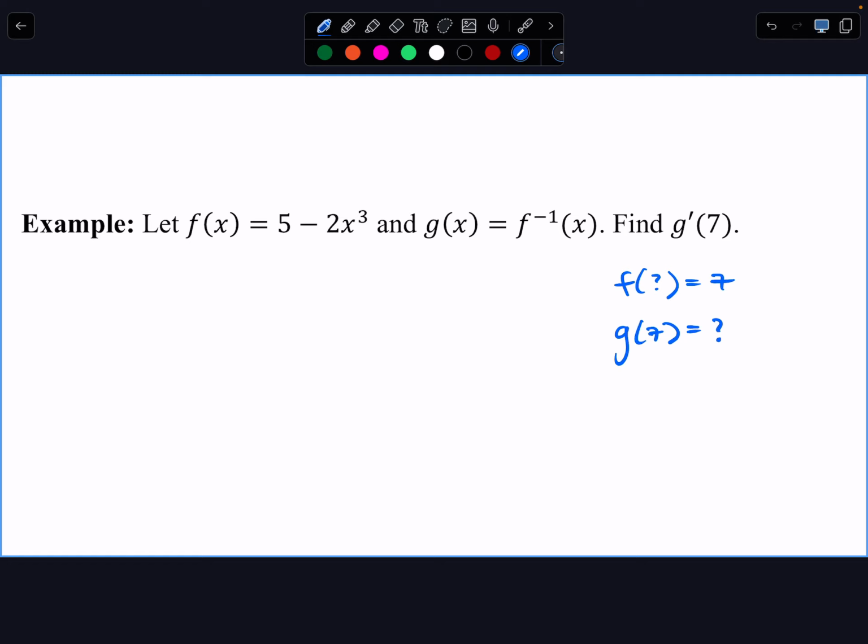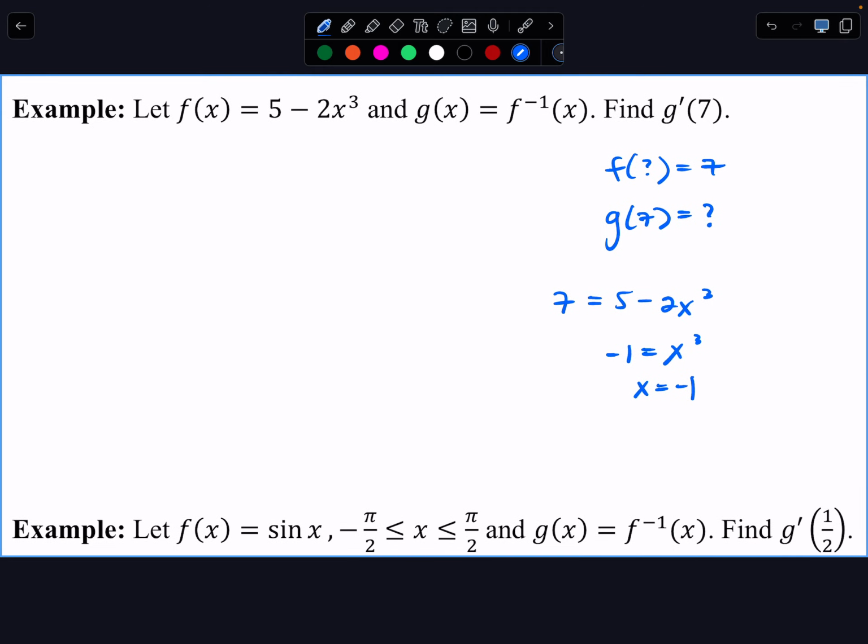If you plug in 7 here, you get 1. So the output of the inverse equals 7. What do you mean by that? You just solve for x. Why are we solving for x? Because that's what the inverse equals.